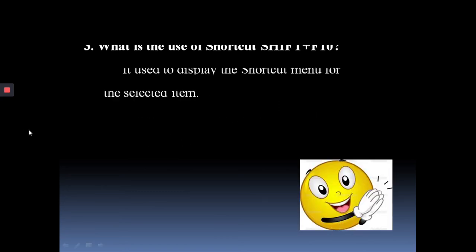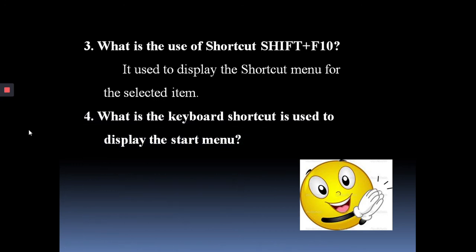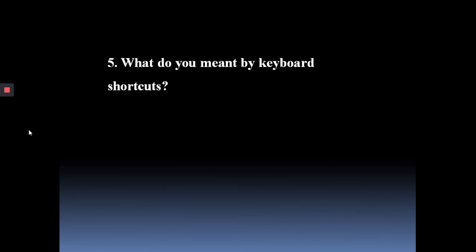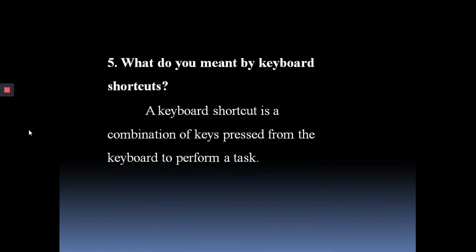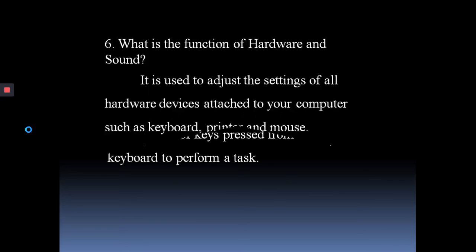Okay. What is the use of the shortcut Shift plus F10? It is used to display the shortcut menu for the selected item. The fourth question is, what is the keyboard shortcut used to display the start menu? Alt plus Home. Okay. What do you mean by keyboard shortcuts? A keyboard shortcut is a combination of keys pressed from the keyboard to perform a task.